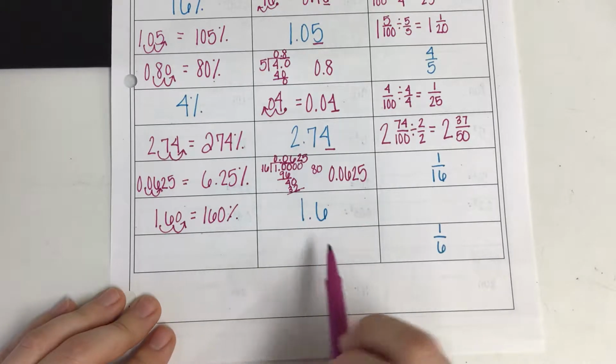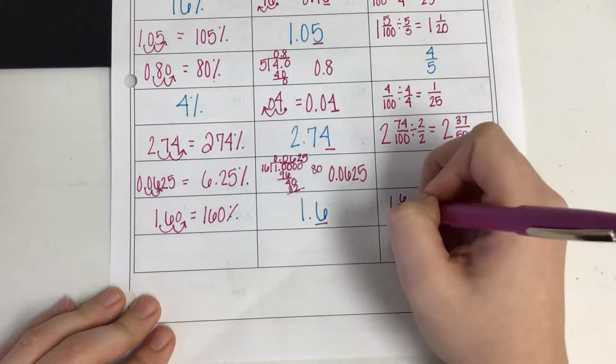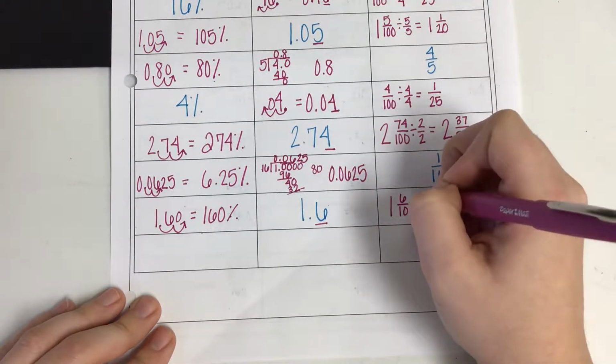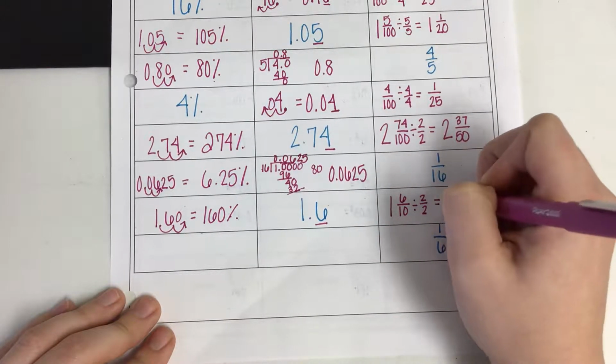Then to change this to a mixed number, 1 is my whole number, and I put 6 over. 6 is in our tens place, so we put it over 10. Both of these are divisible by 2. So we get 1 3/5.